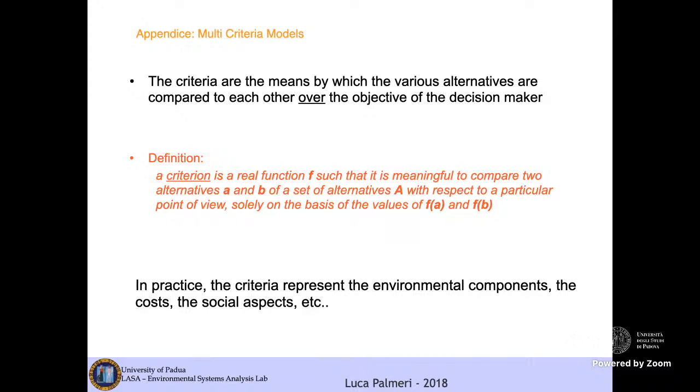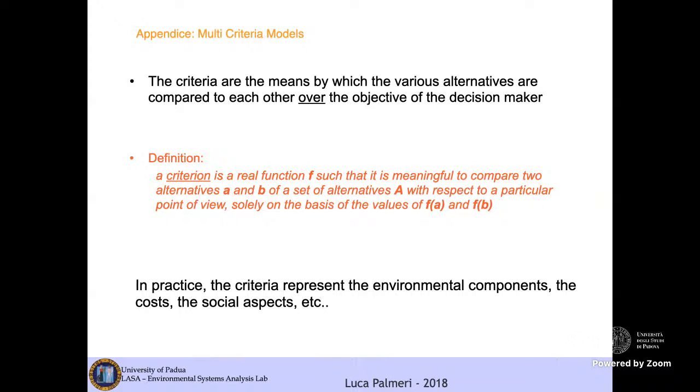We may introduce this definition by saying that a criterion is a real function, f, such that it is meaningful to compare two alternatives, let's say A and B, of a set of alternatives capital A, with respect to a particular point of view solely on the basis of the values of the function f(a) and f(b). Okay, this is a strict definition that is inherited from the theory of decisions. There is nothing particular in this.